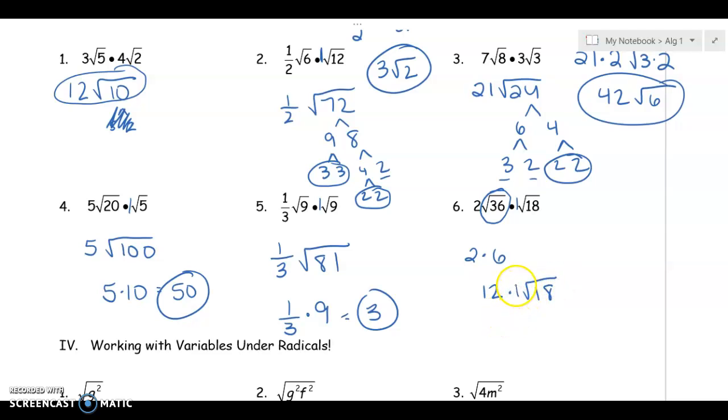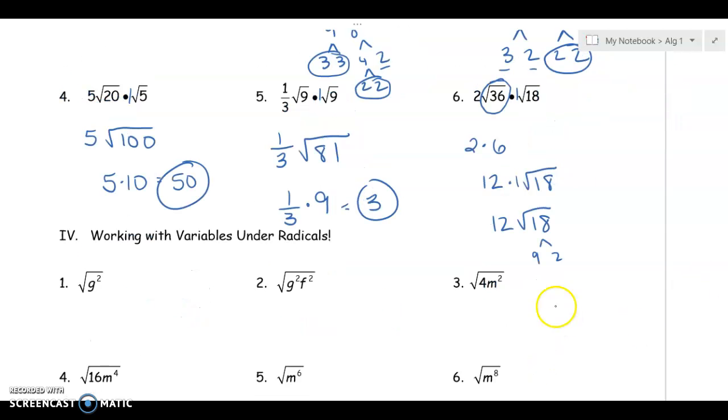And now we can just multiply the outside numbers together, which is 12, and then we have square root of 18. And now we can do a factor tree with a much smaller number so that we don't have to deal with such a large factor tree. So you got a pair of 3's going out with the 12, and the leftover 2 stays under. So you get 36 root 2 for your answer.